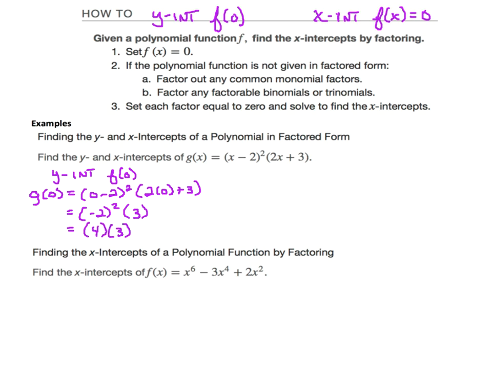Four times 3. So I get a y-intercept of 12. That corresponds to the point 0, 12. And I'm only going to have one y-intercept with a function. Remember, you can't have multiple output values of the same value because that is sending, you can't send more than one input value to the same output value.